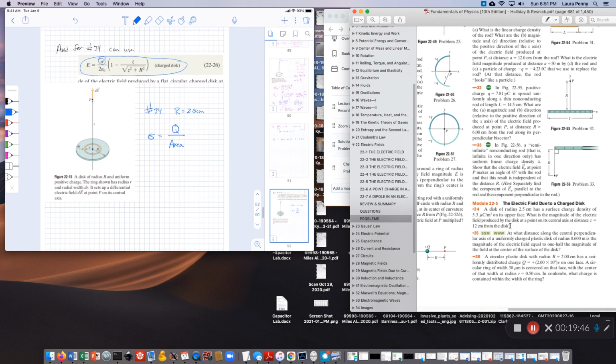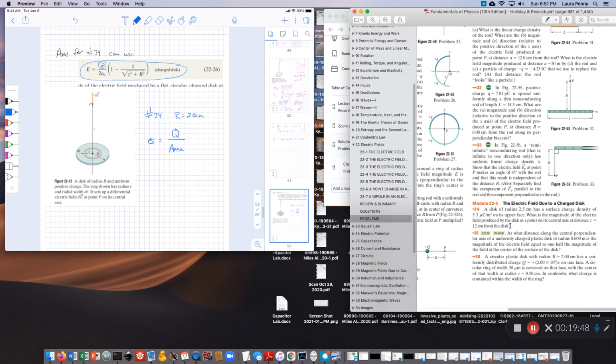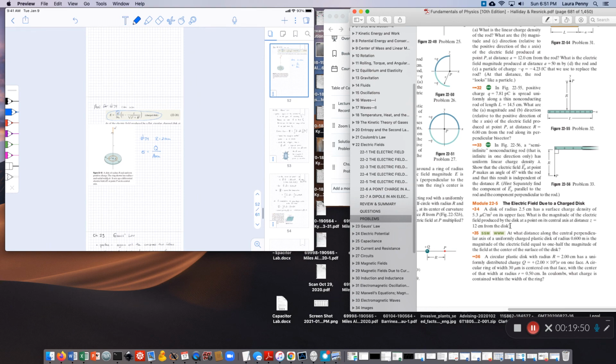All right, so that's how I'm going to leave chapter 22. We'll do more finding electric fields, but using different techniques in chapter 23.